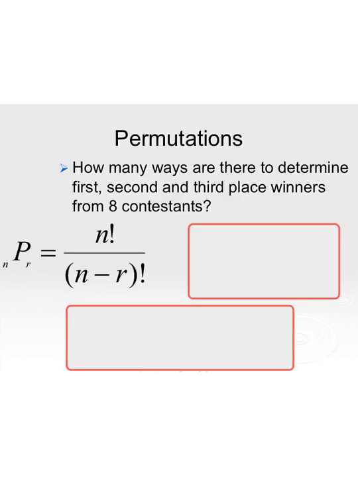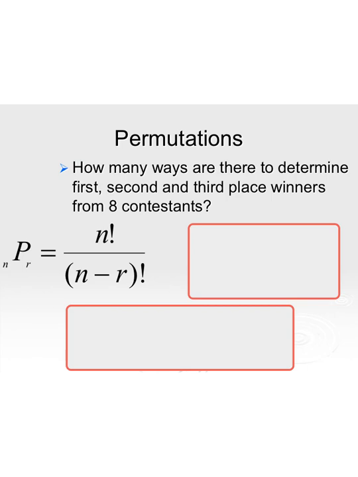For our next example, we want to know how many ways are there to determine first, second, and third place winners if there are in fact 8 contestants. So for our formula, again, n is going to be the total number of contestants here, whereas r is going to be the amount of places we're giving out. In this case, we're giving out the top 3.